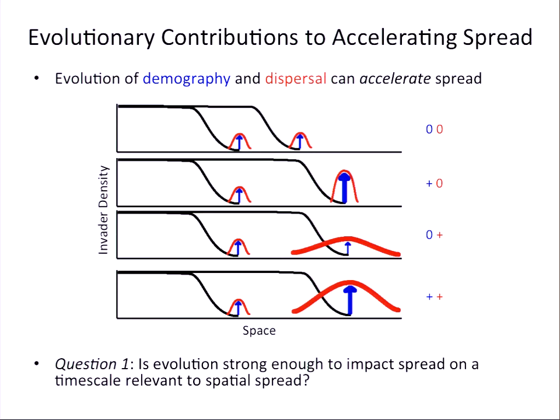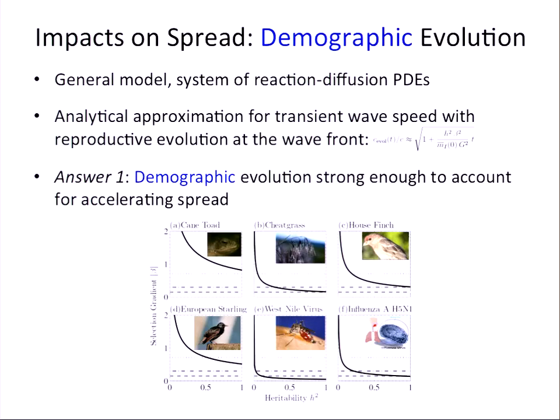So what I set out to do was to quantify how strong an impact on spatial spread evolution can really have. We typically think of evolution as very slow and spatial spread as very fast. So can it really be important? Well, I'll briefly summarize the whole paper in this one slide.